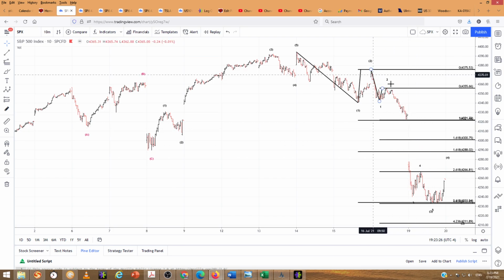But Fibonacci and Elliott Wave helped us here, and here we are with 3. Now we're looking for wave 4 up. So that's what we're looking at in the S&P.